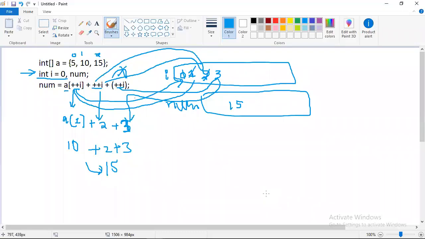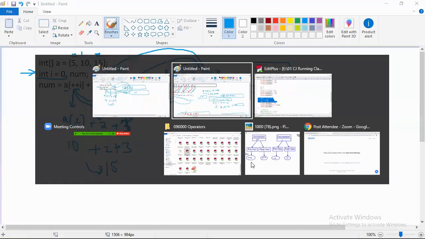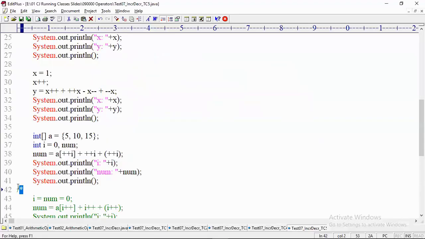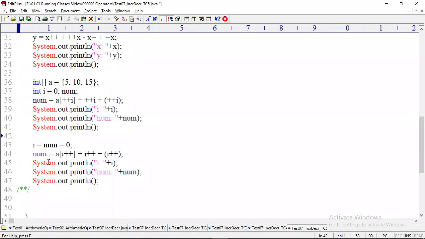Okay, I hope all of you understand. Now, for your practice purpose, I have given the same program in a different way. i equal to num equal to 0. So the I variable value and num variable value are replaced with 0, and now work it out. Same program for your practice, I have given one more time. Answer.